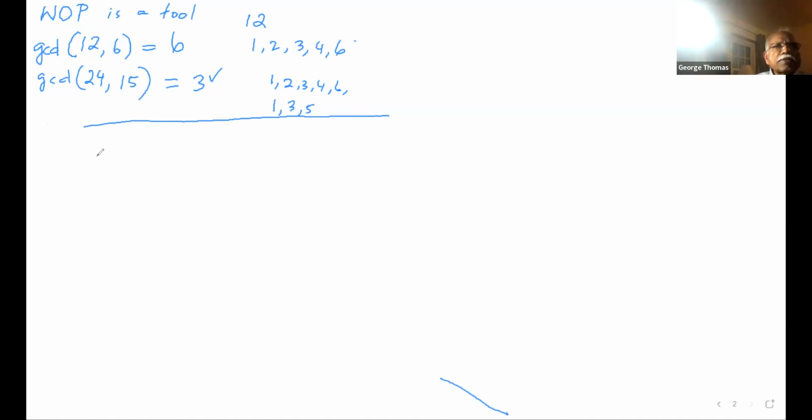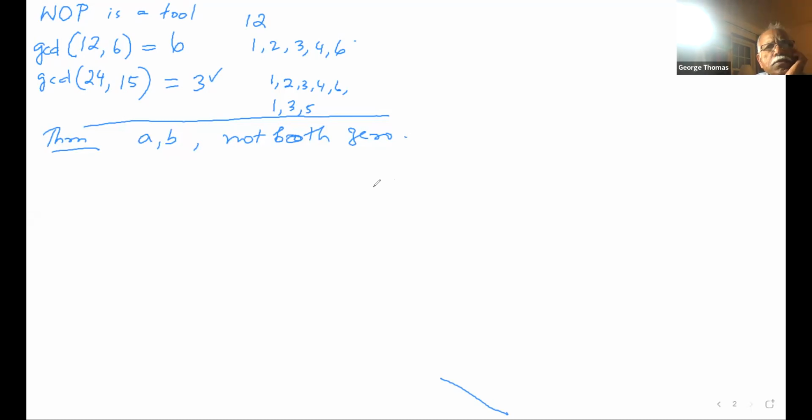So let us state the theorem. The proof of this is easier than how to find the greatest common divisor of two integers. A and B are integers, not both 0. What does that mean? We allow one of them to be 0, but not both of them. Agreed?